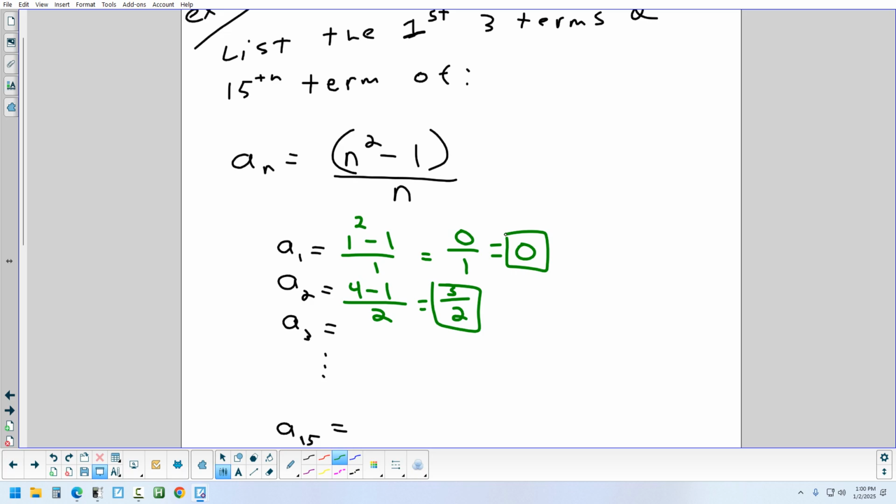And they could ask you to list as many as they want. Okay, we're just going to do the first 3. And because of the kind of formula this is, we can jump right to the 15th. We don't have to find the 4th, the 5th, the 6th, 7th, 8th, 9th, 10th. We don't have to find all the ones in the middle. Because this is the better kind of formula. All right, what are we going to plug in to find the third term? 3. What's 3 squared? 9. So 9 minus 1 divided by 3. 8/3.